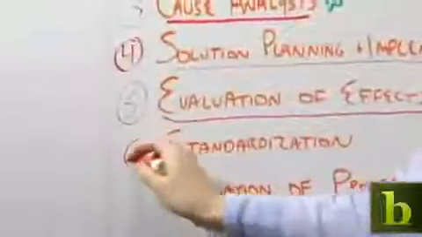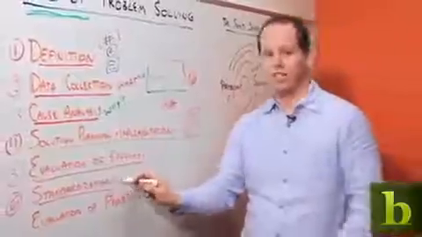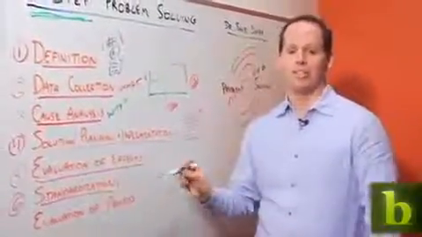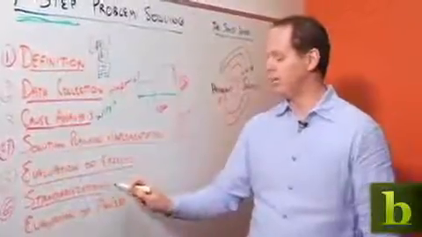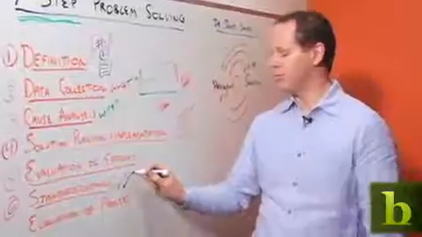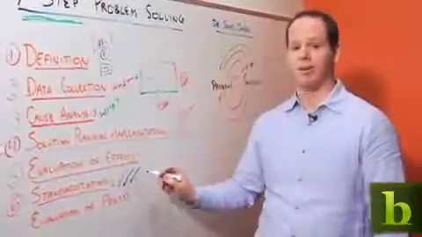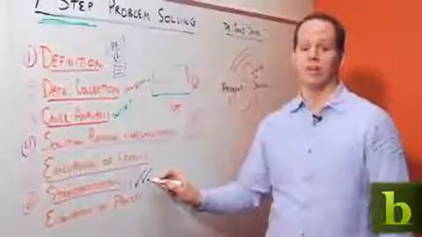Then we move to step 6. Step 6 is standardization. The idea of standardization is we've gone through a lot of work to get this solution. Let's see how widely we can use it in the organization. So, can we use it with other products, new ones that release from now on or old ones? Can we use it internally with other departments? Can we leverage it with partners somehow? Anything we can do to widely adopt the learning that we've worked so hard to get.